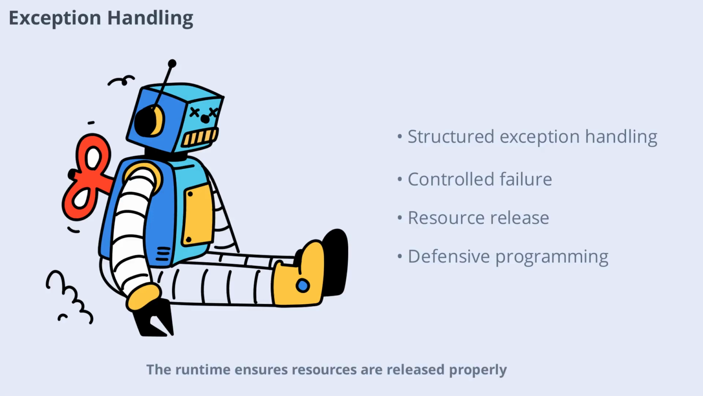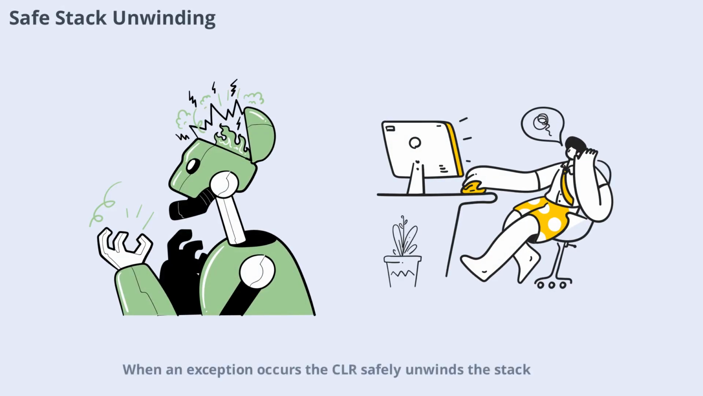The runtime ensures resources are released properly, and catch blocks receive consistent error information, enabling clean recovery paths and defensive programming. When an exception occurs, the CLR safely unwinds the stack, releasing resources and ensuring that error handling logic is separated from normal execution. This makes code easier to read and maintain, and encourages developers to write robust, defensive applications.